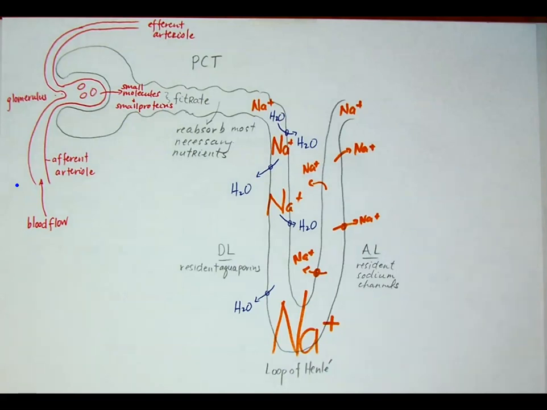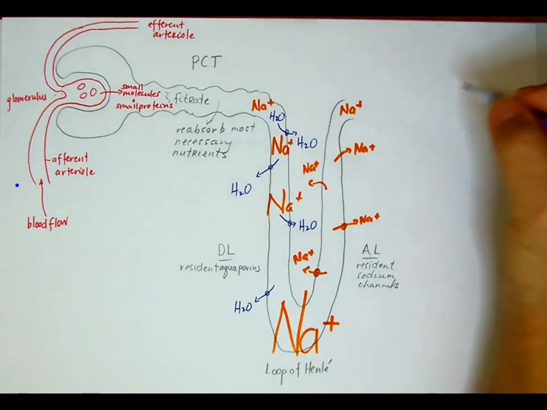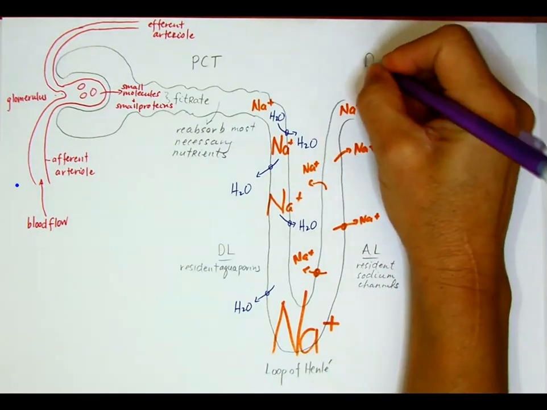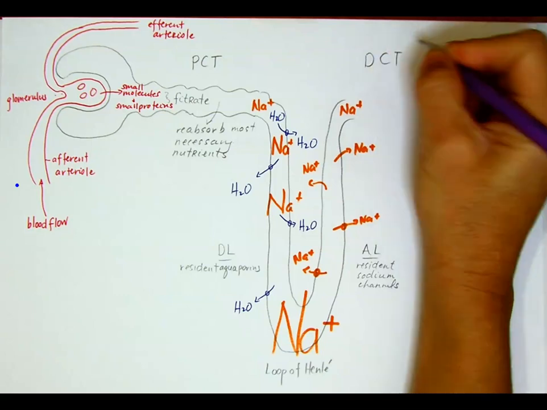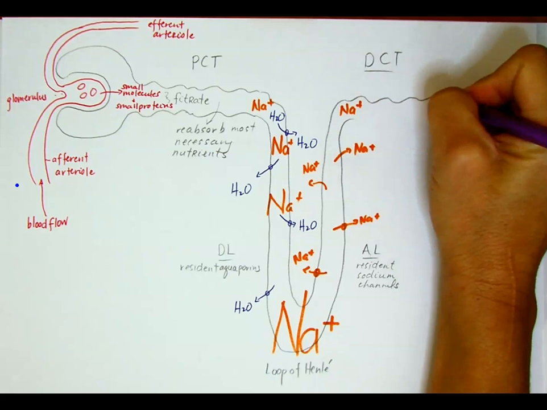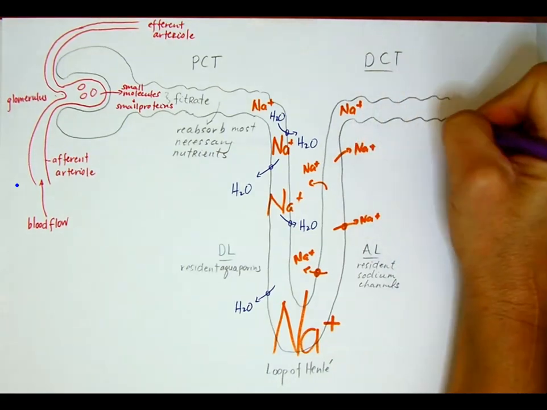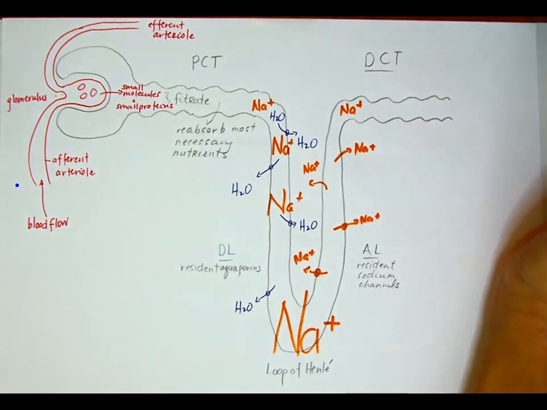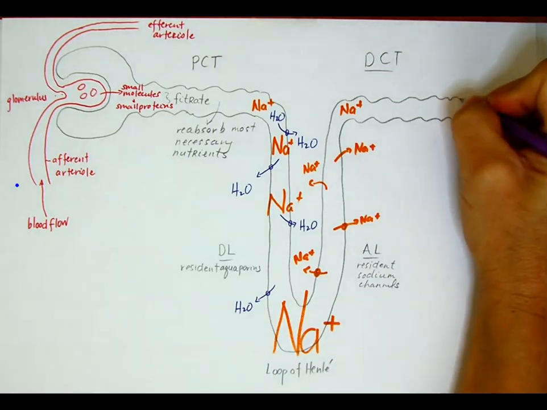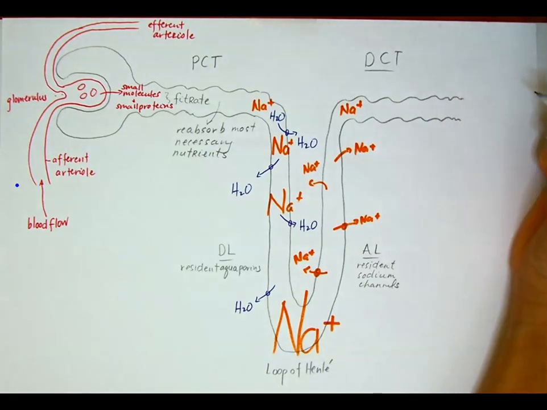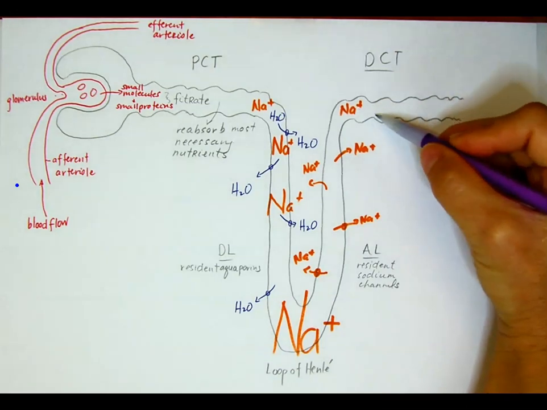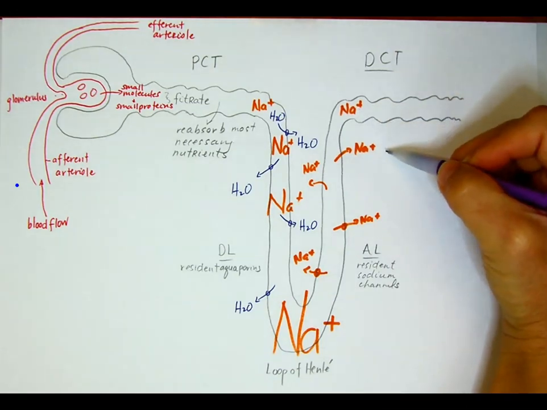Now let's move on to the distal convoluted tubule, which is abbreviated as DCT. And here, let's draw this wiggly line for us because convoluted is curvy. Now, the distal convoluted tubule is selectively permeable or impermeable. So in this area, we can either reabsorb sodium or not, depending on what's going on with our body.